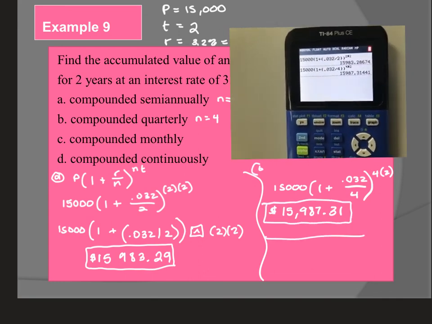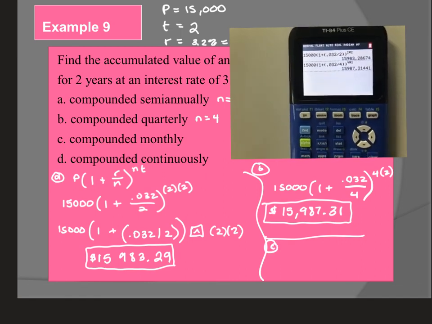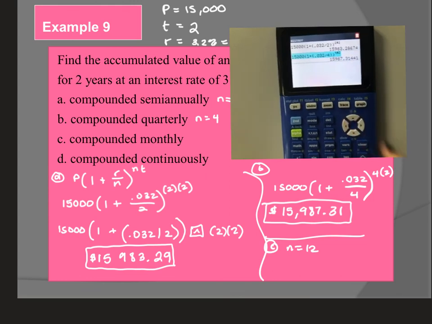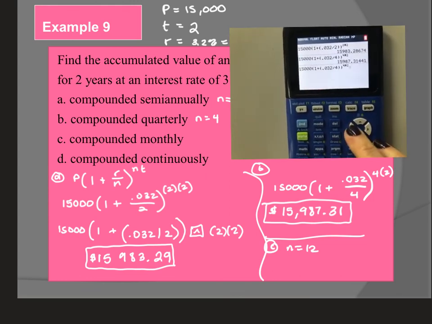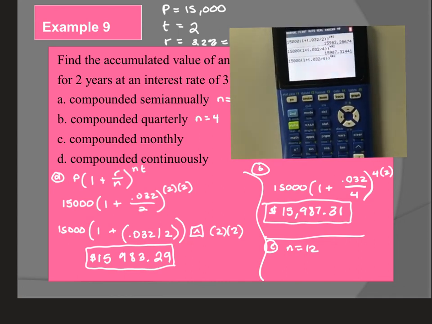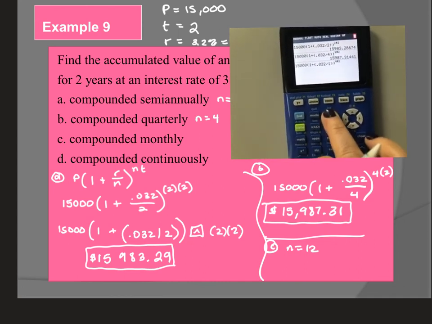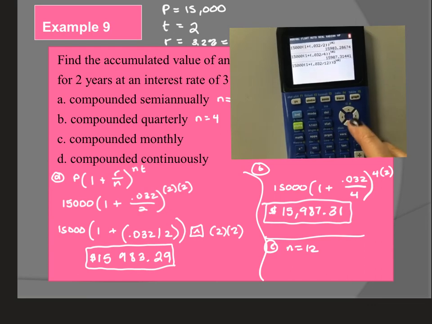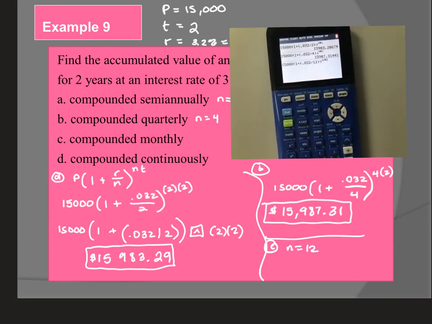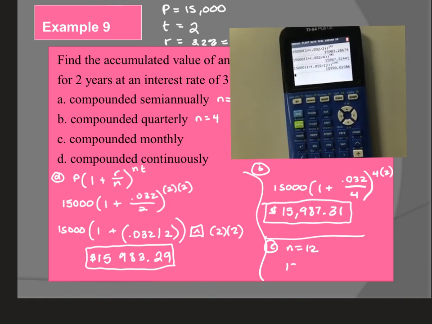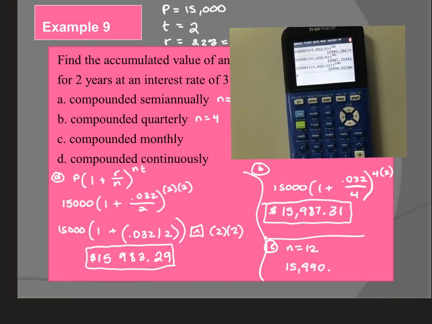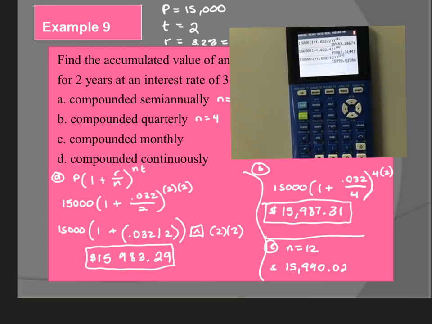So that's B. C is monthly, which means N is now what? 12, yes. So I can go up to do the same thing, change my N, but this time be careful because the 12 is going to take over. So you could do 1, but then second insert 2. And then do the same thing here, 1 and then second insert 2. Hit enter and I get $15,990.02.